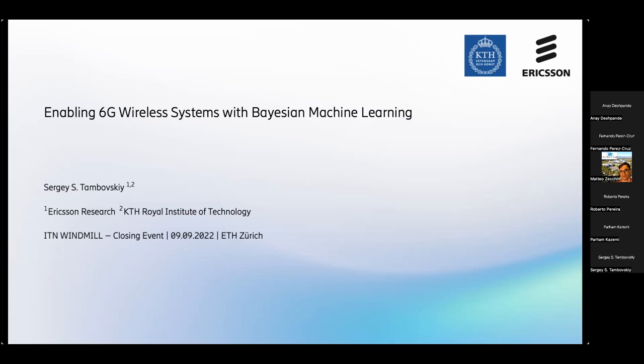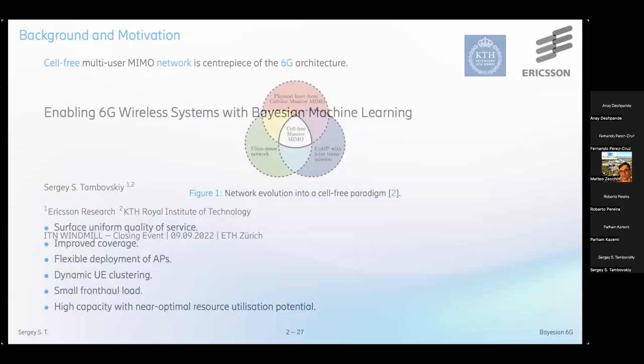That's much better. All right, so good morning, everyone. Today we'll talk about the topic of enabling 6G wireless networks with Bayesian machine learning methods, with primarily a single application and a couple of other applications. So let's start.